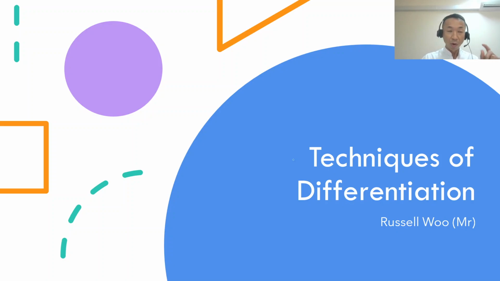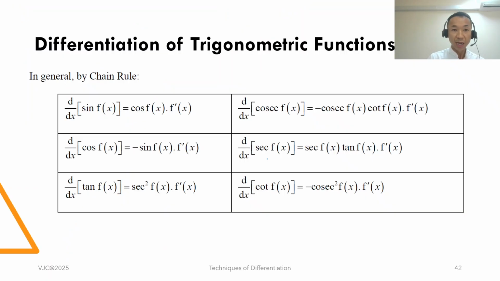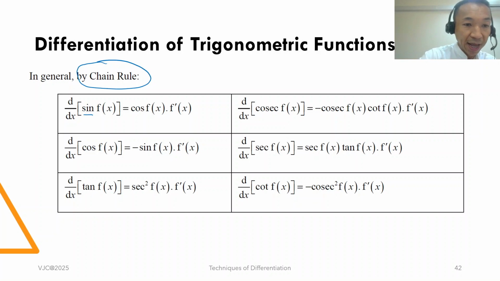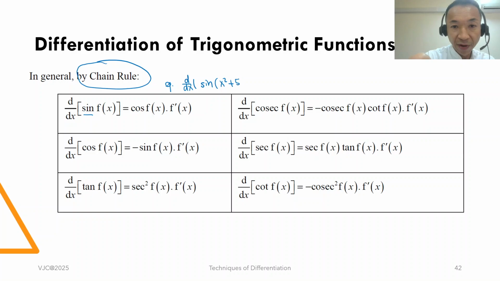Before we take a look at more examples on differentiation of trigonometric functions, let's extend a little bit by using chain rule. In an earlier part we learned how to differentiate sine x, but now what if you are required to differentiate sine f(x)? I'll give you an example. What if I'm required to differentiate sine of x squared plus 5?